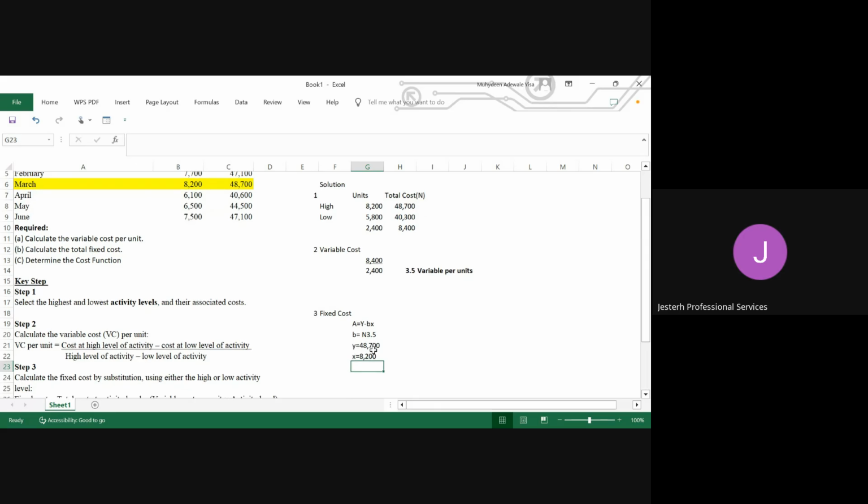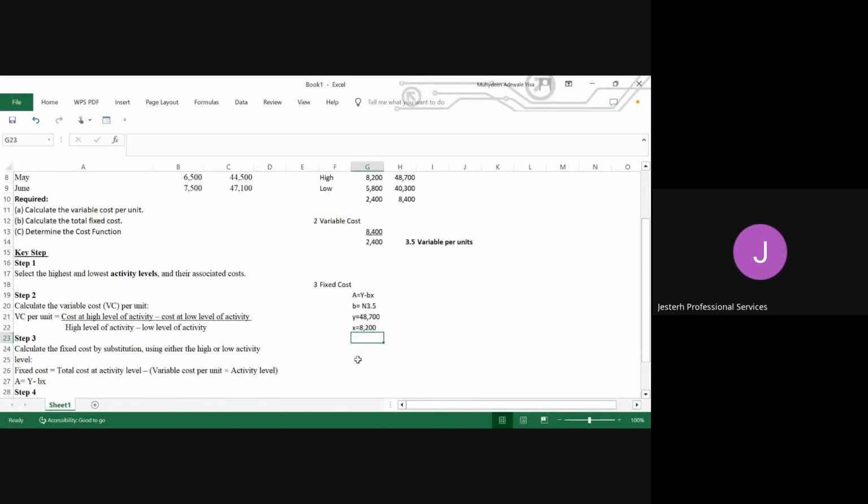Now our X is 8,200 units. What we are looking for is A, which is our fixed cost. How are we going to do it? Now we say Y is equal to 48,700, which is our total cost. We are following the formula: A is equal to Y minus BX.